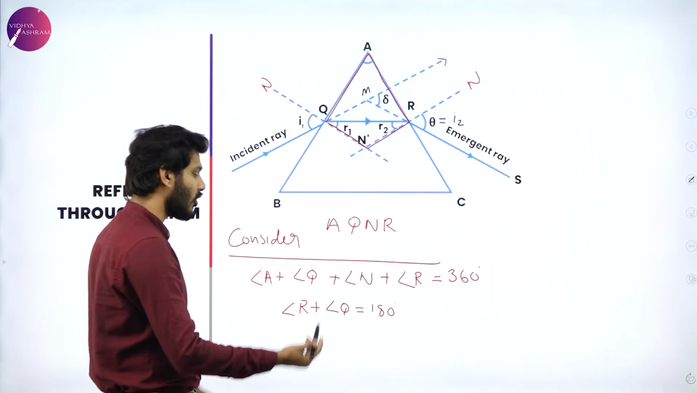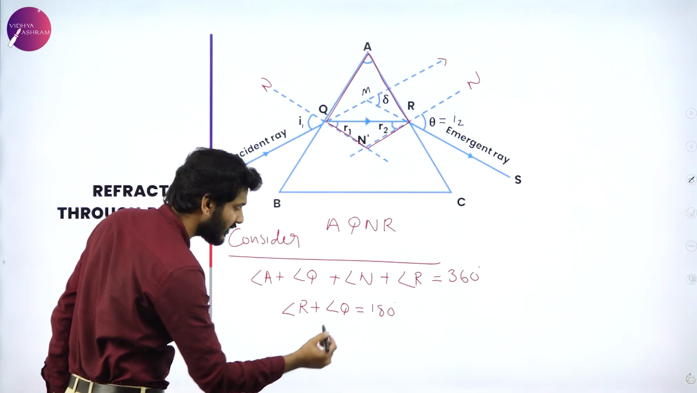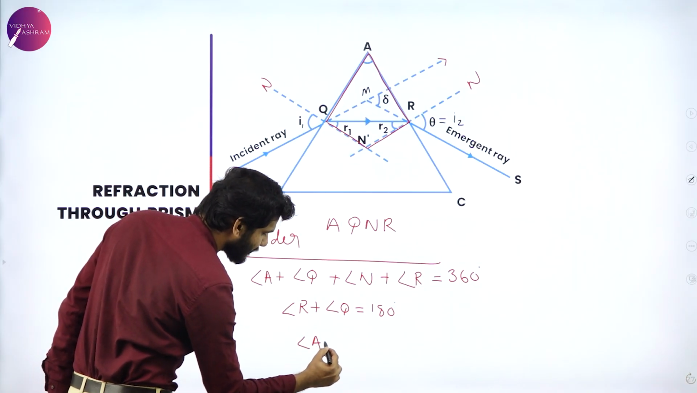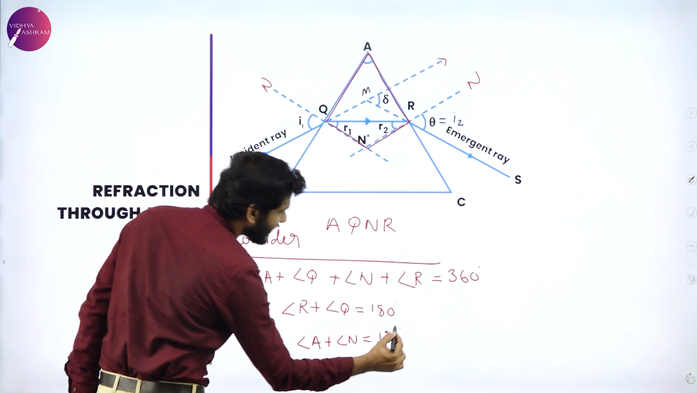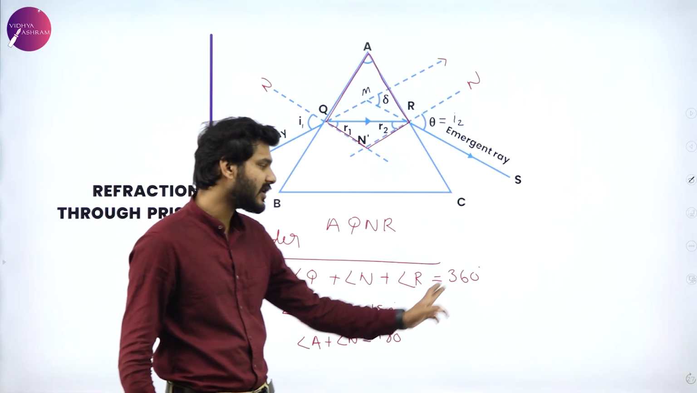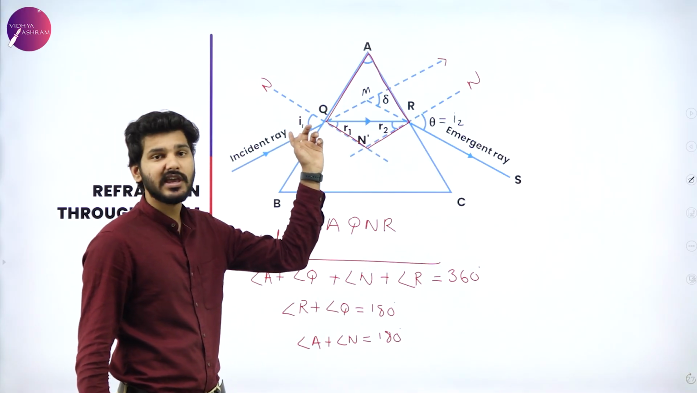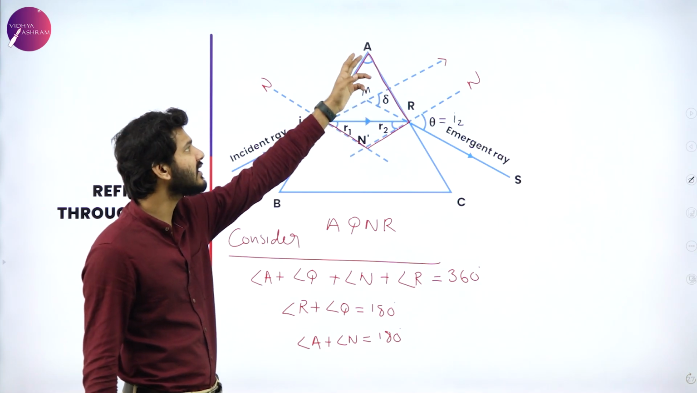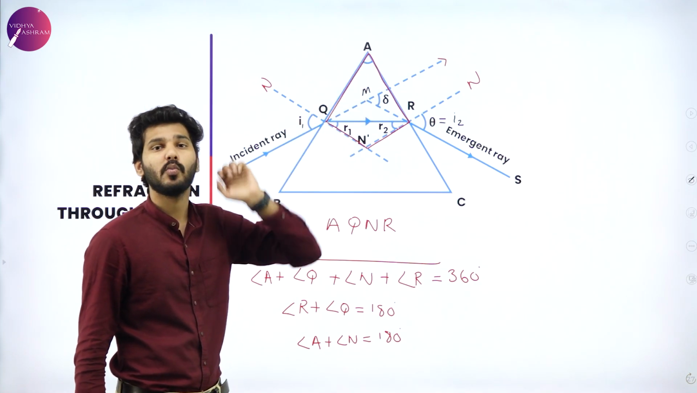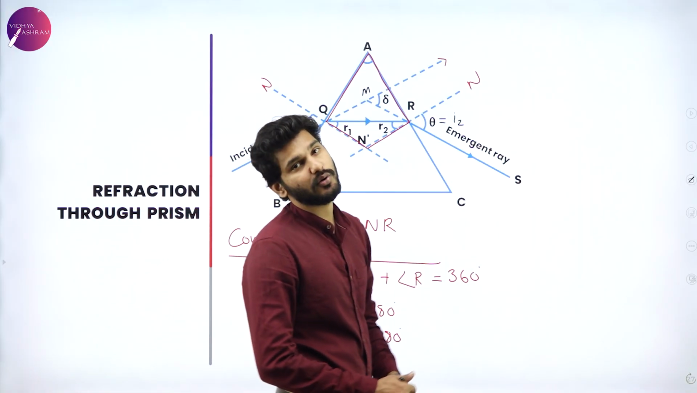That's it. Then automatically the only remaining angles, that is angle A plus angle N, will also be equal to 180 degrees, because their sum should be equal to 360 degrees, right? So automatically these two angles became 180 degrees, that is 90 plus 90. Similarly, these two angles also should be 180 degrees. So that is the first relation we are going to find.